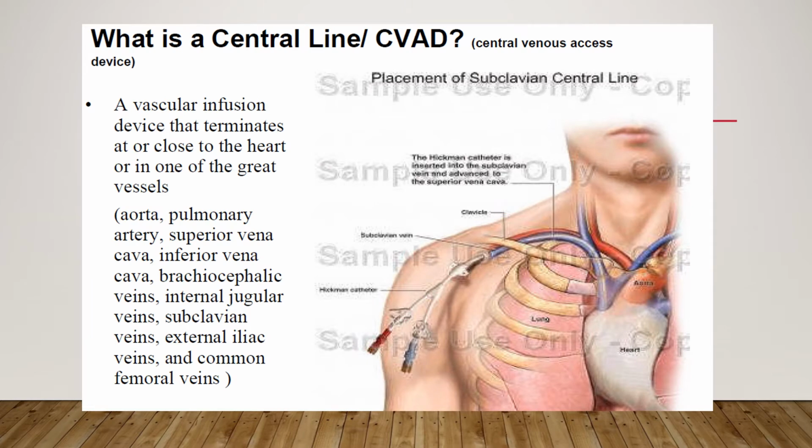So it is an infusion device basically terminating close to the heart in one of the great vessels, like the aorta if it's on the arterial side, but for practical purposes we are mostly putting it on the venous side. The tip is usually lying in the superior vena cava, inferior vena cava, brachiocephalic veins, internal jugular veins, subclavian veins, and for the lower body catheters, the external iliac and common femoral veins.